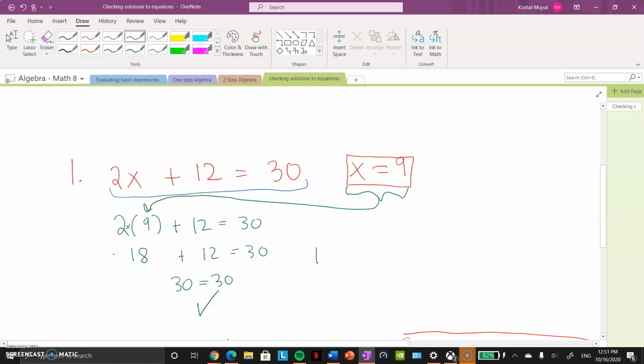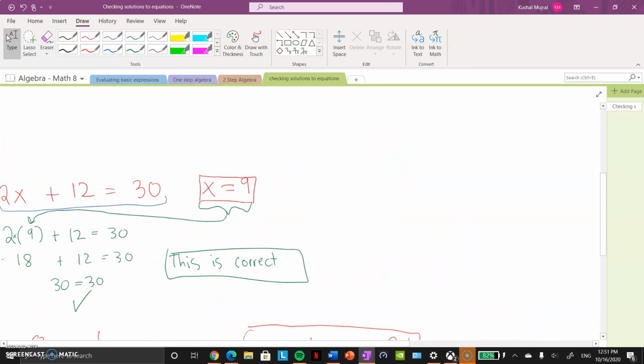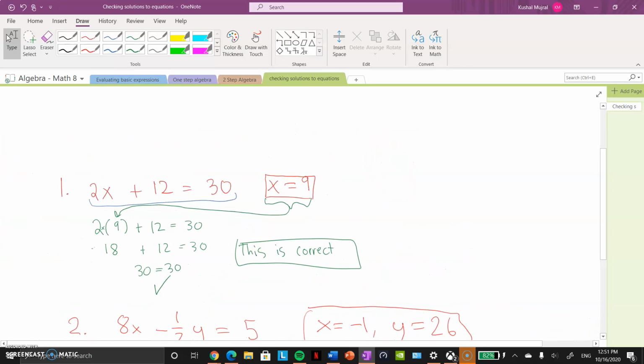So you would say, this is correct. Or you would just leave a check mark after your answer. This is how you write your answer. Now let's go back to two-step algebra for 1 second.